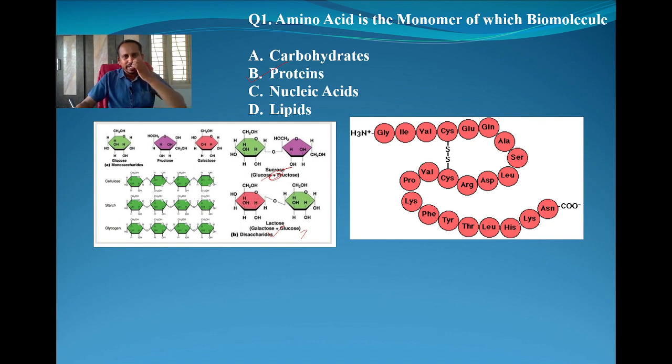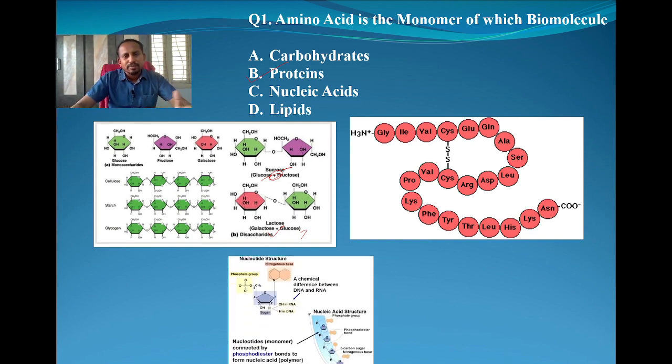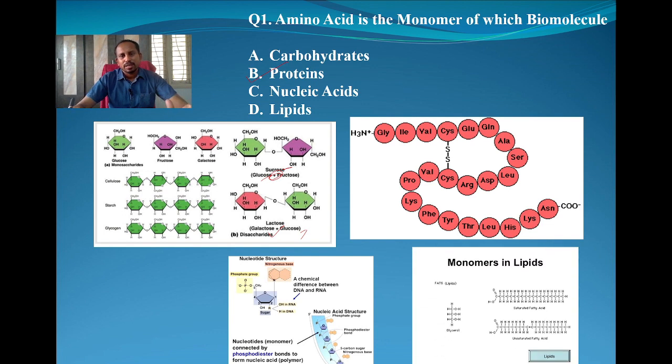Nucleic acid is nothing but a polymer of nucleotides, and a nucleotide is a combination of pentose sugar, nitrogen base and phosphoric acid. Then option D, lipids. Lipid is nothing but a polymer whose monomers are glycerols. Glycerols combine with each other to form the lipids. So option B is the correct answer for question number 1.